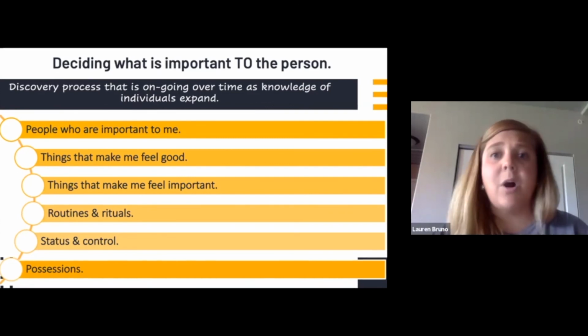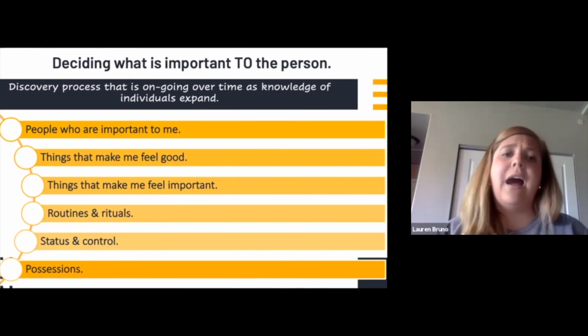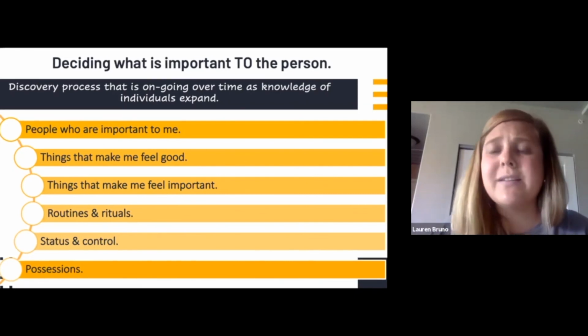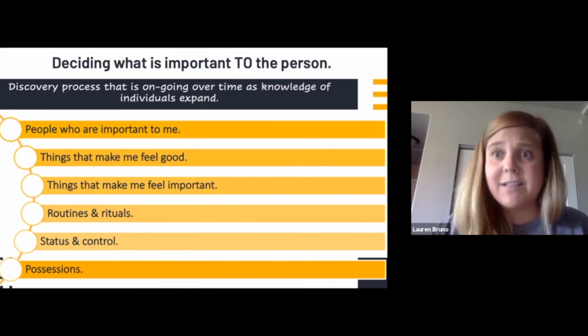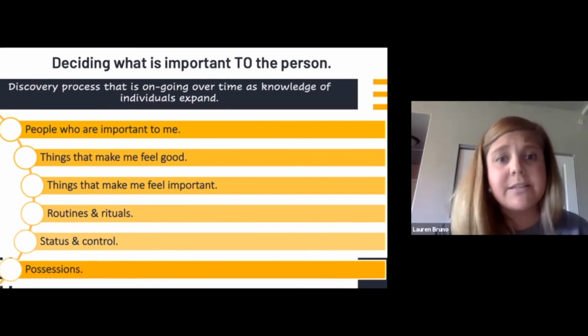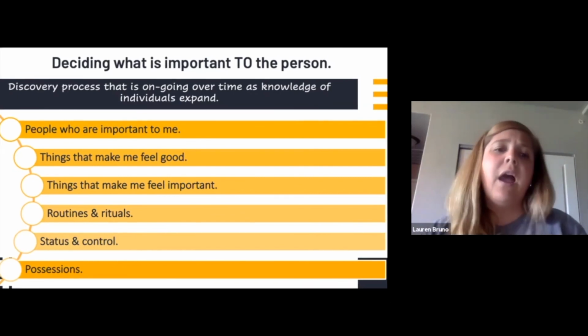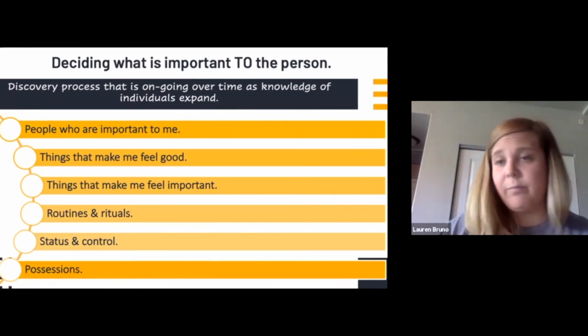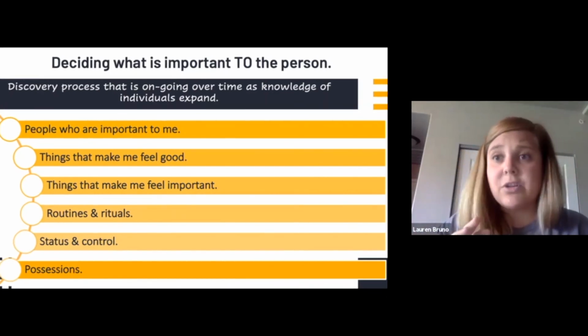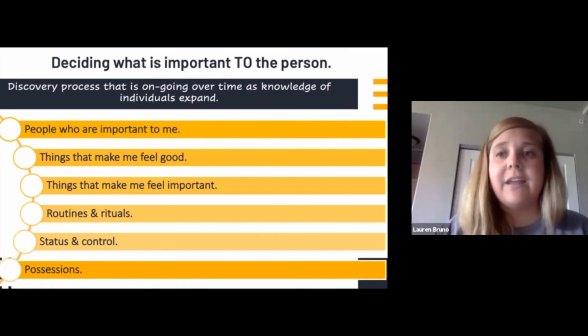And it's, again, just ongoing, but really understanding what's important to you, including the people, what types of things or activities are important to you, what makes you feel important, what do you value, like your routines and everything like that, your schedule. Are there certain things that you practice that you really value? Like, what is important to you?